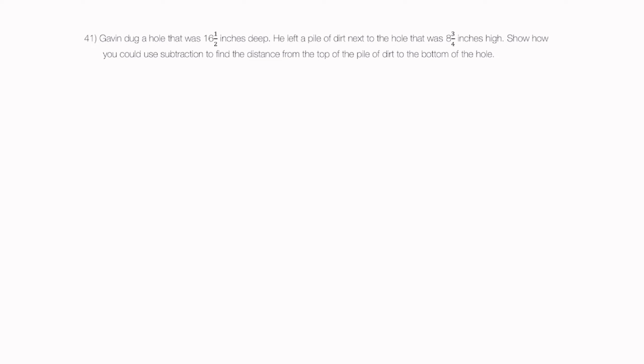Let's begin. Gavin dug a hole that was 16.5 inches deep. He left a pile of dirt next to the hole that was 8 3/4 inches high. Show how you could use subtraction. So it's telling us that we have to use subtraction to find the distance from the top of the pile of the dirt to the bottom of the hole. How do we do this?